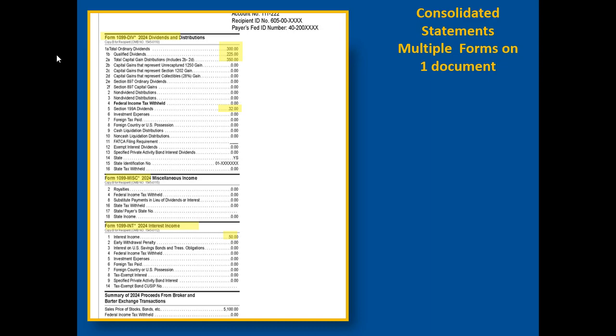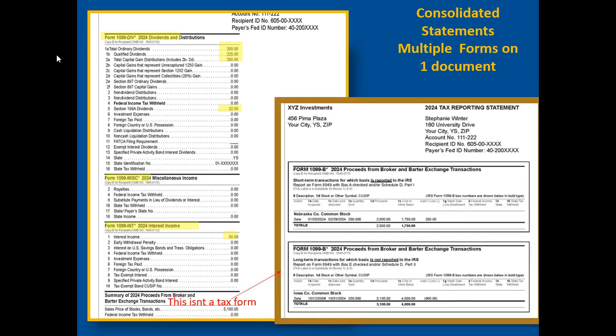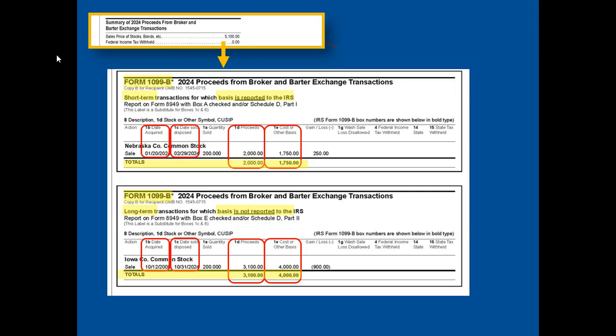Now at the very bottom of that page, you see a summary. This is just showing you what is to come. This is not a tax form at the bottom. If you look at the next page, it is showing you where that $5,100 came from. You actually have a 1099-B here and a 1099-B on the bottom. Now, if we read these, and I have highlighted here, this is very important information. This is what you need to know.